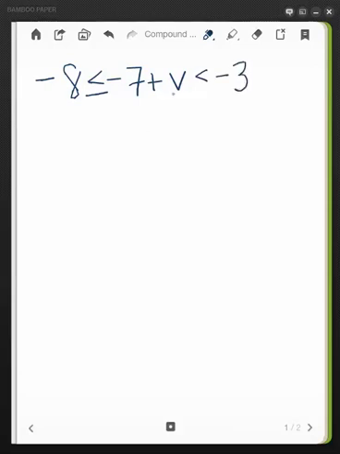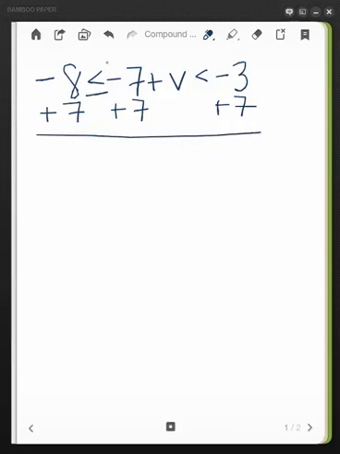So we have our variable with some stuff around it in the center, and it goes from least to greatest. The easier method that we learned yesterday is to get rid of all the stuff around v and take care of it as a three-part inequality. To get rid of the negative 7, I'm going to add 7. And whatever I do to the center, I need to do to the left and to the right. So that's going to cancel out here, and I'm going to have negative 1 is less than or equal to v, which is less than 4.